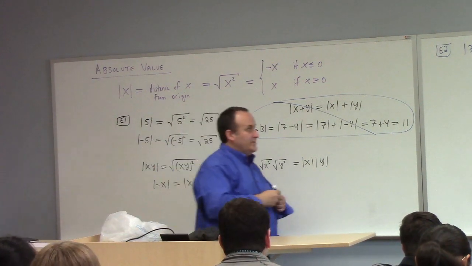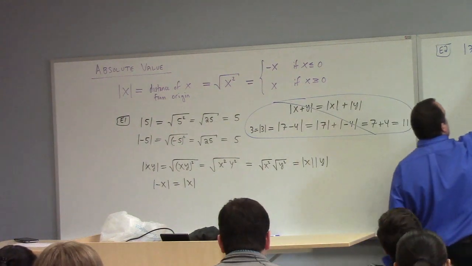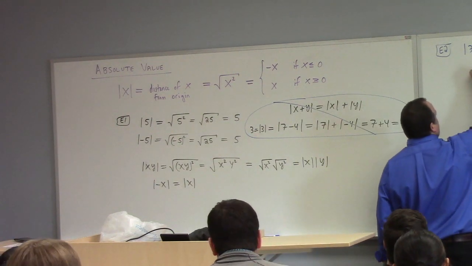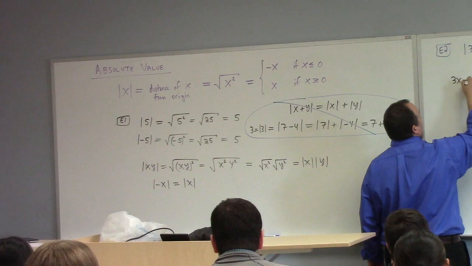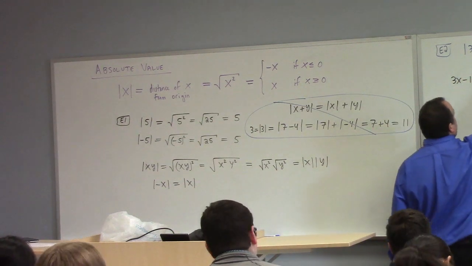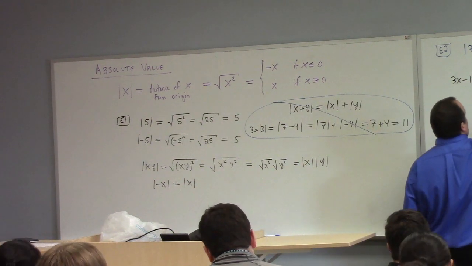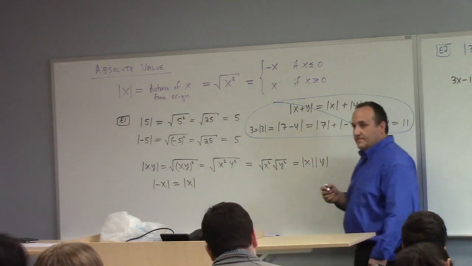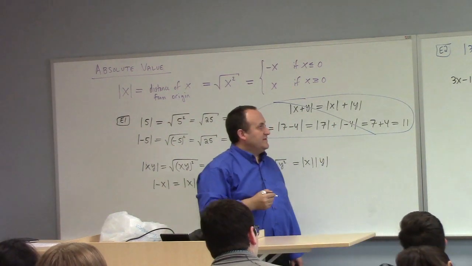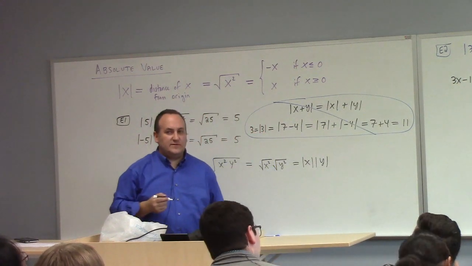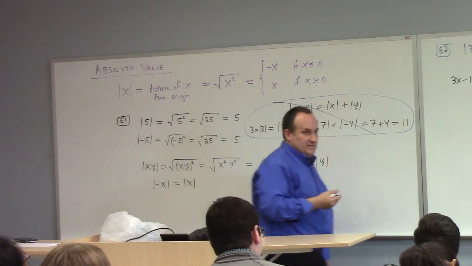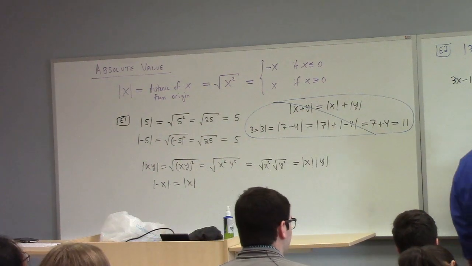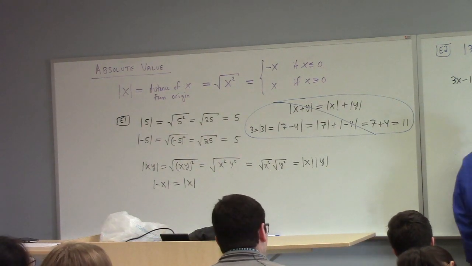What's the one way? Either, you know those choose your own adventure books? You know what I'm talking about? Okay, cool. They're still making those, good. And then you've got 3x minus 1 equals what? What's the other way you could have this work out? What if 3x minus 1 wasn't equal to 7? What if 3x minus 1 was equal to minus 7, right? That would give you a way to solve the equation.